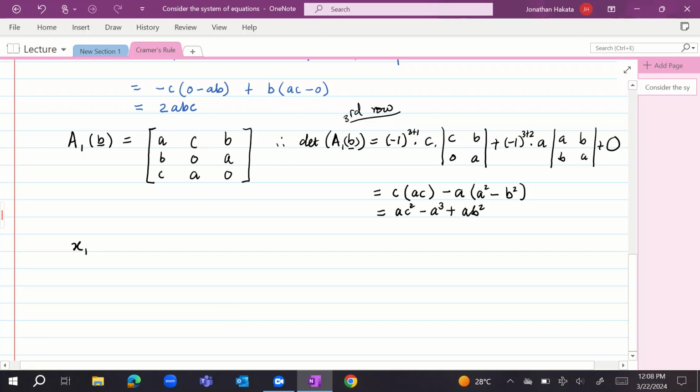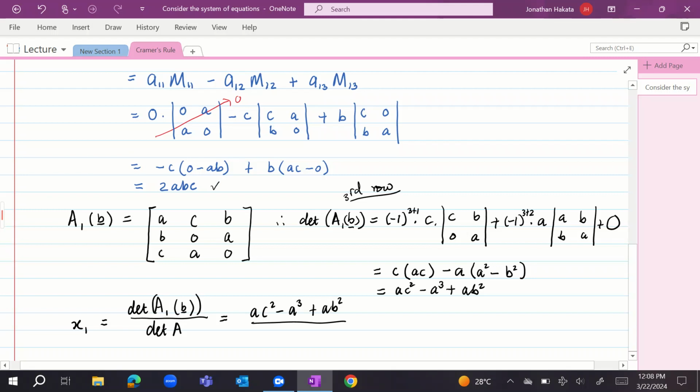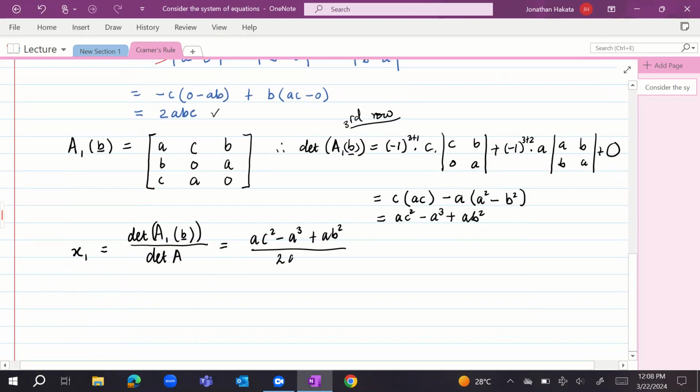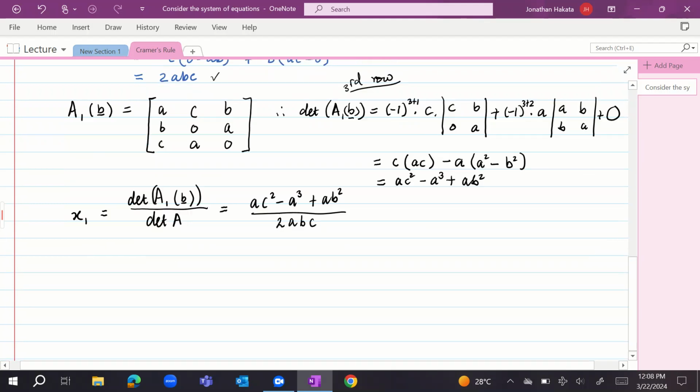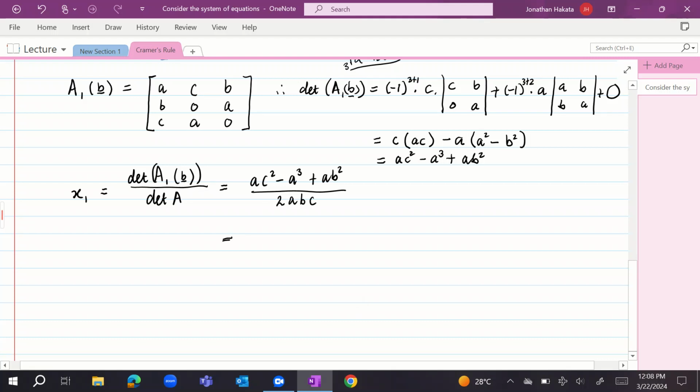Okay. So now that I have the two pieces together, I can calculate what x1 is. Recall that x1 is calculated from the determinant of A1B divided by the determinant of matrix A. So the numerator is the one that we just calculated, which is AC squared minus A cubed plus AB squared, all over the determinant of A, which is the one that we calculated in blue, and we found out that it was 2ABC. So we are about to show the required result.